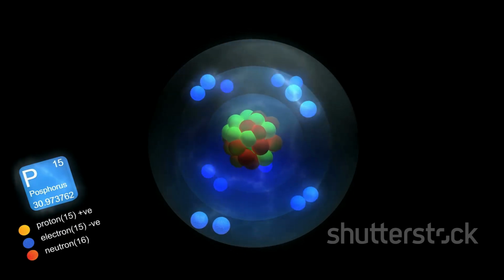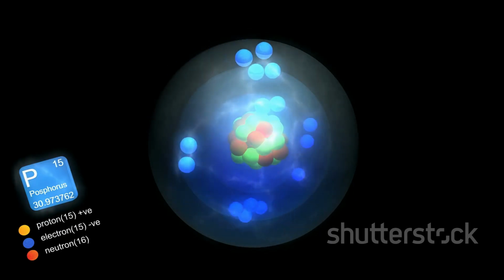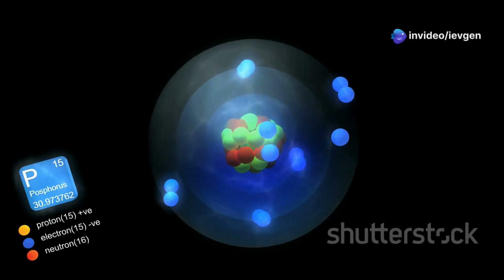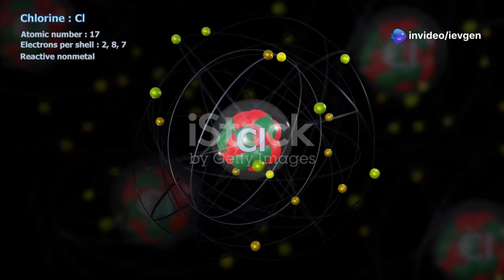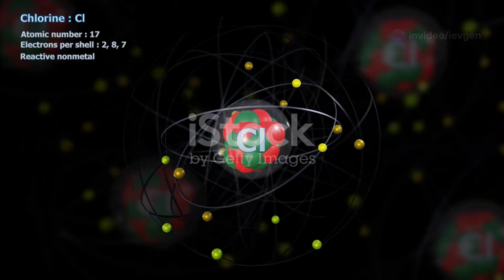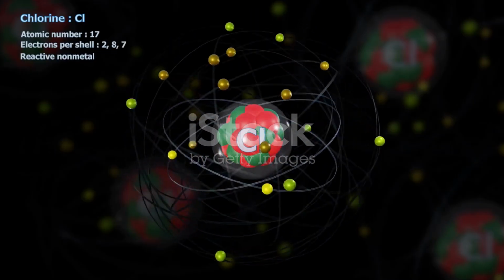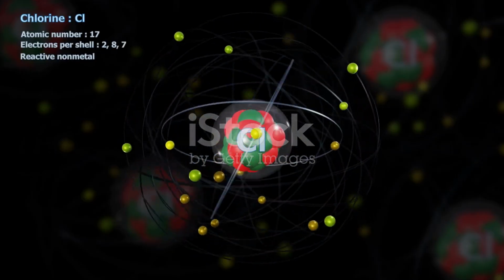Atoms are driven to form bonds by the desire to have a stable number of electrons in their outermost energy level, often referred to as the valence shell. This stability is achieved when the outermost shell is full of electrons, a state that many atoms achieve by sharing, gaining, or losing electrons with other atoms.